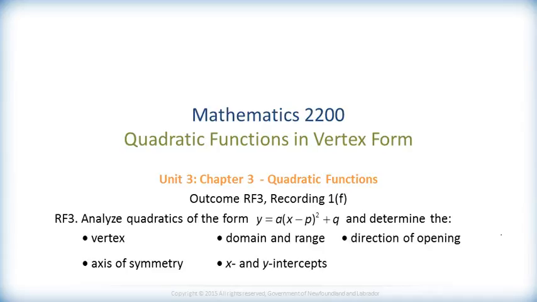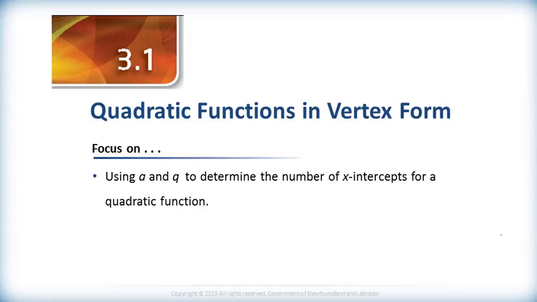This is recording 1F in our series on quadratic functions in vertex form for Unit 3, Chapter 3 of Mathematics 2200. We're going to focus on how we can use the values of a and q to determine the number of x-intercepts for a quadratic function.